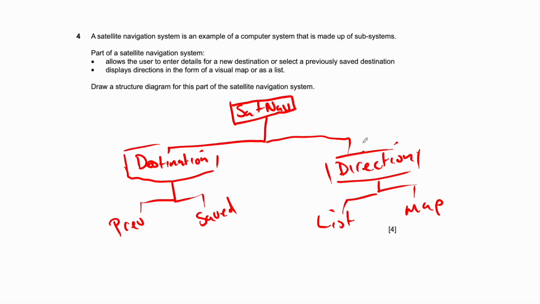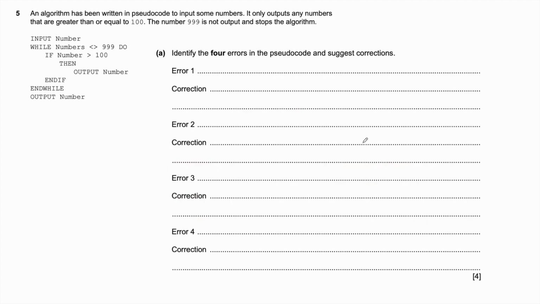Okay, next question. Question 5. So this isn't actually quite laid out the way it was on the exam paper because it wouldn't fit on my slide, so excuse that. An algorithm has been written in pseudocode to input some numbers. It only outputs any numbers that are greater than or equal to 100. The number 999 is not output and stops the algorithm. You can see the algorithm there on the left. So it says, identify 4 errors in the pseudocode and suggest corrections.